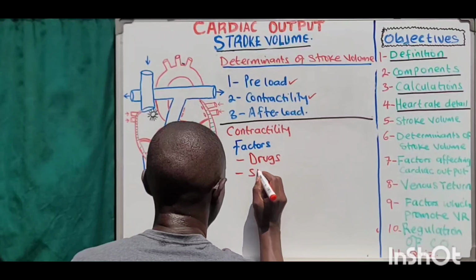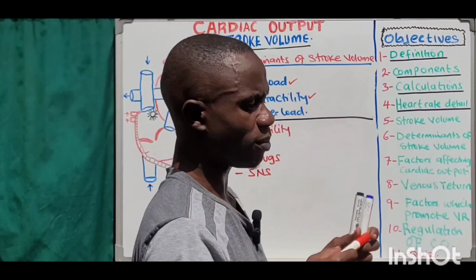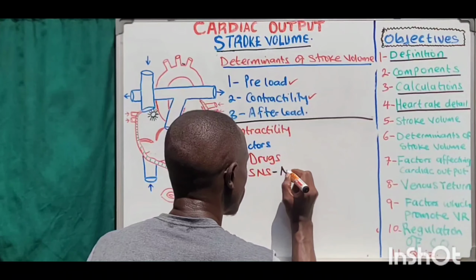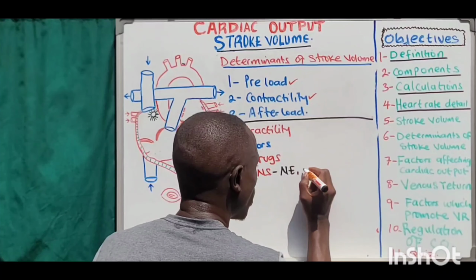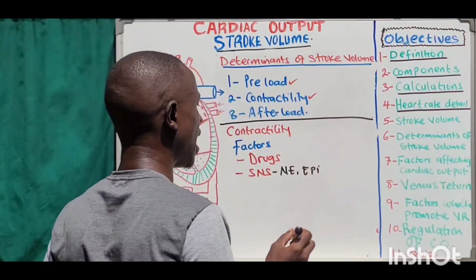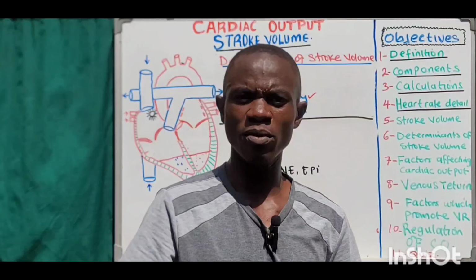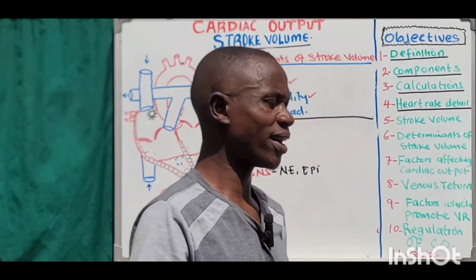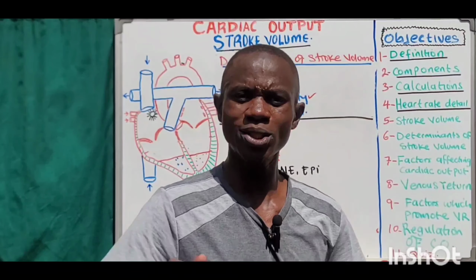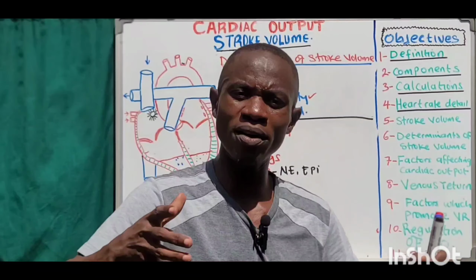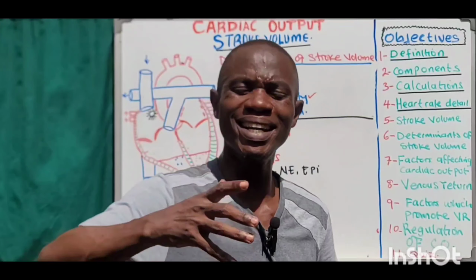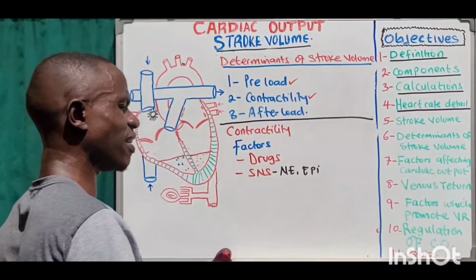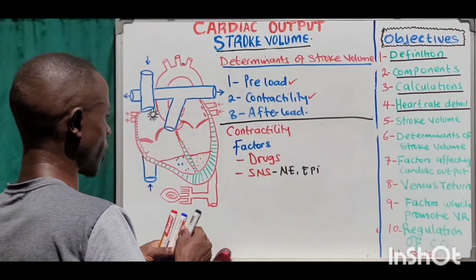Next, the sympathetic nervous system. This results from the release of norepinephrine and epinephrine, and the epinephrine comes from the adrenal medulla. Whenever the sympathetic nervous system is activated, the adrenal medulla releases epinephrine, which together with norepinephrine acts on beta-1 adrenergic receptors on the heart muscle, leading to an increase in the force of contraction. So the sympathetic nervous system can also affect contractility.